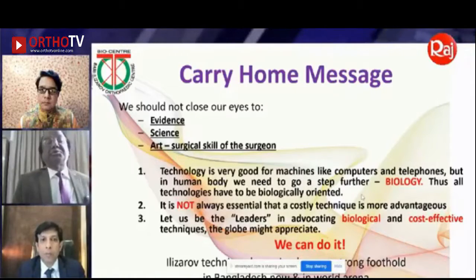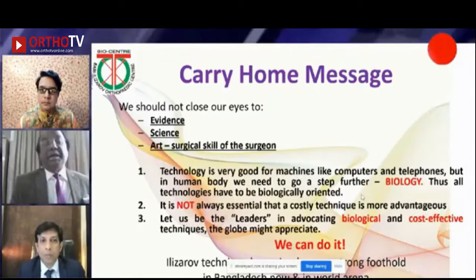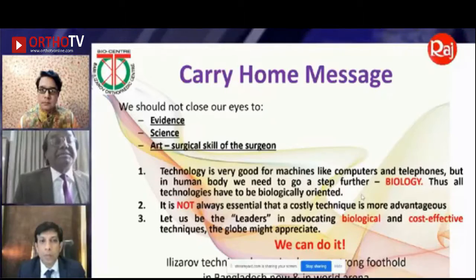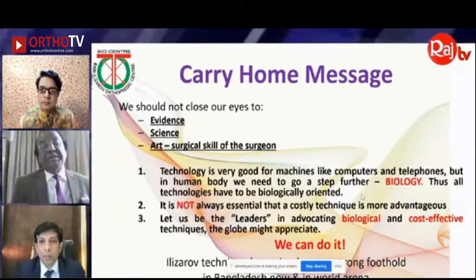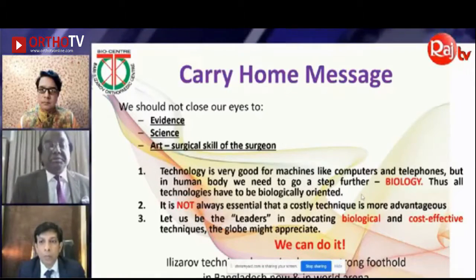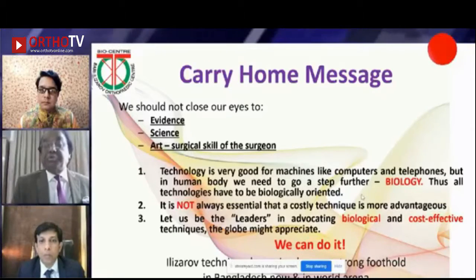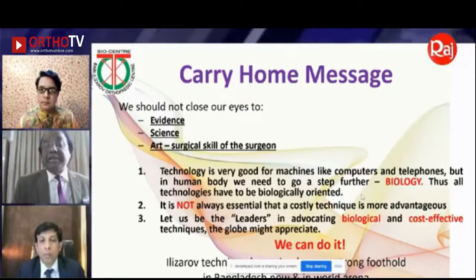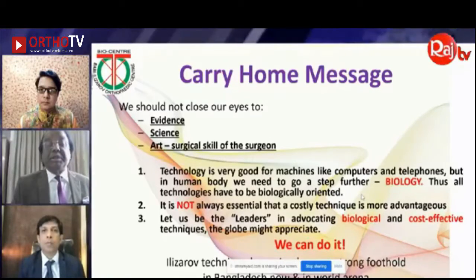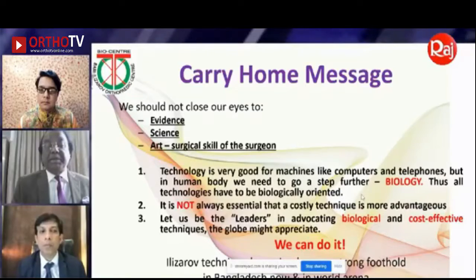I always love to show this one because I have evidence, I have science, and of course the surgical skill of the surgeon. It is not very hard to learn this technique, but we need to learn the biology, and Ilizarov is a cost-effective technique, and we can do it in our country, in Bangladesh.